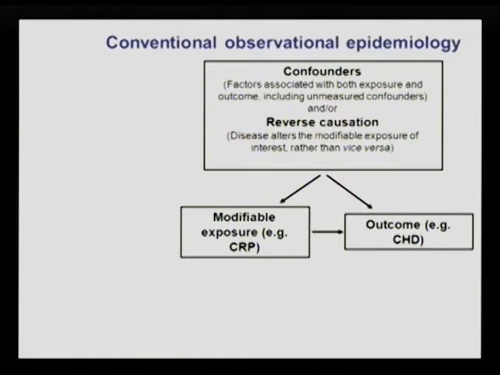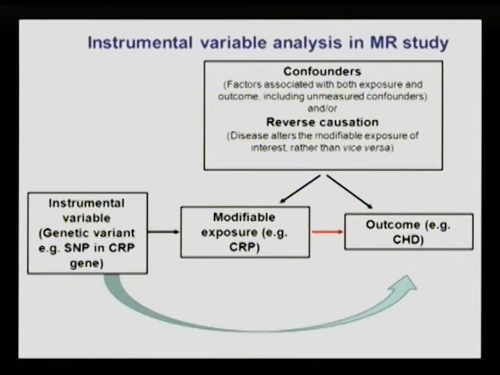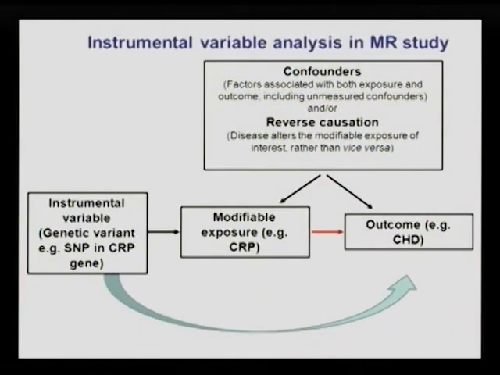And what I mean by this is early heart disease affecting your C-reactive protein levels. So maybe there's an immune response which increases C-reactive protein, and so you see the two associated. But it doesn't mean that C-reactive protein is causing heart disease. So it's often impossible to exclude these explanations. But if you had an instrumental variable, a genetic variant, which affected C-reactive protein levels but wasn't associated with confounders, and it couldn't be influenced by reverse causation because your heart disease risk cannot change your genetic makeup, then you could look at the association between this genetic variant, which is affecting C-reactive protein levels, and see whether that is associated with heart disease risk.